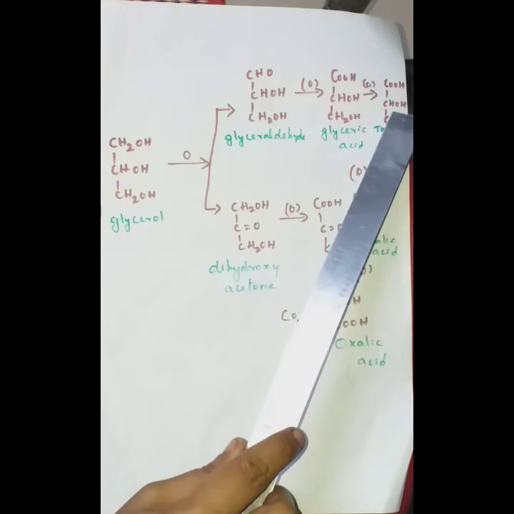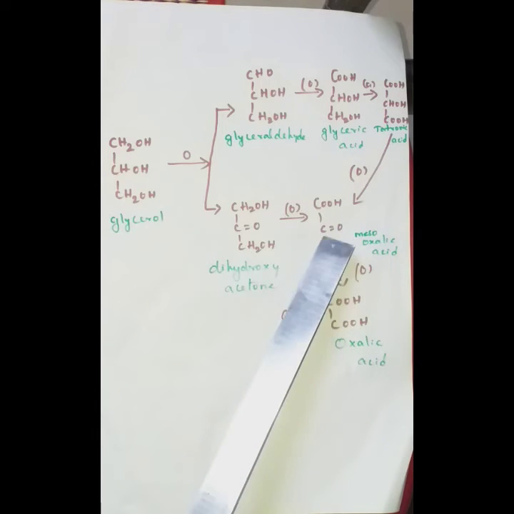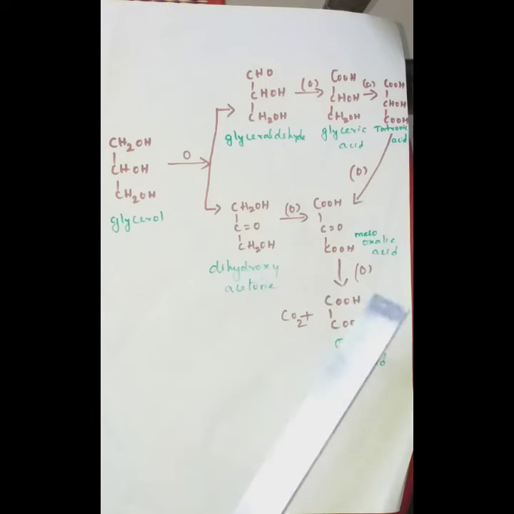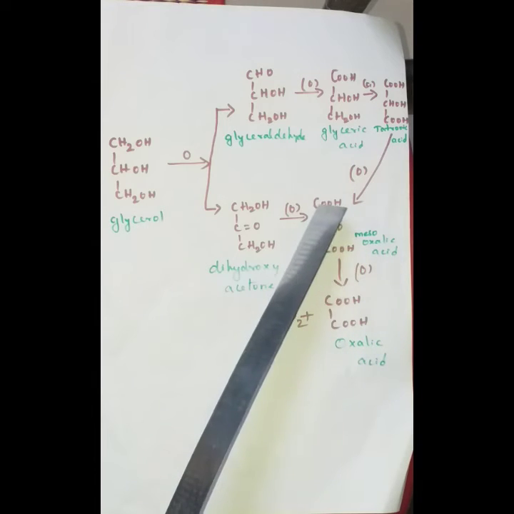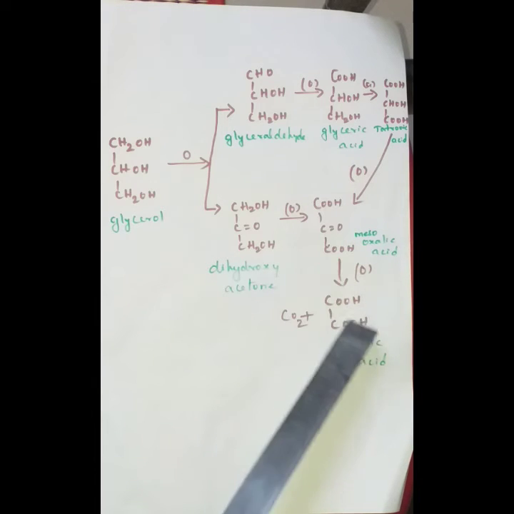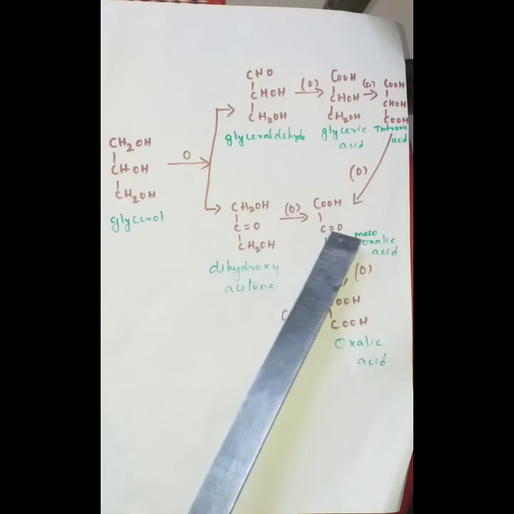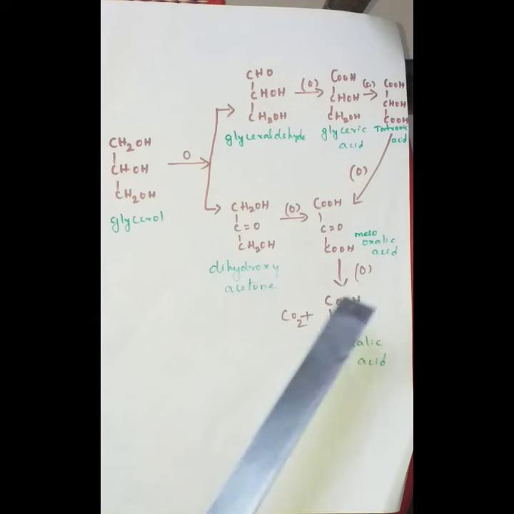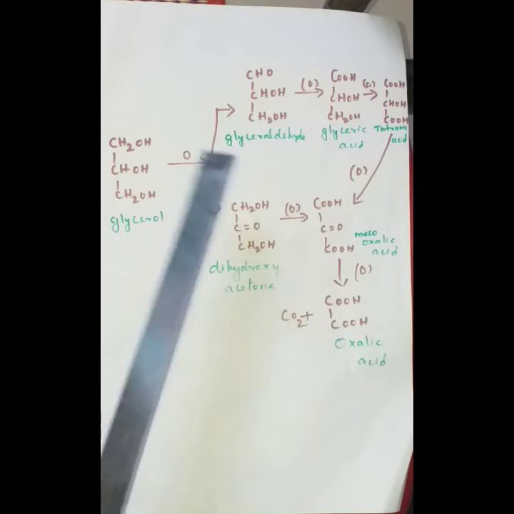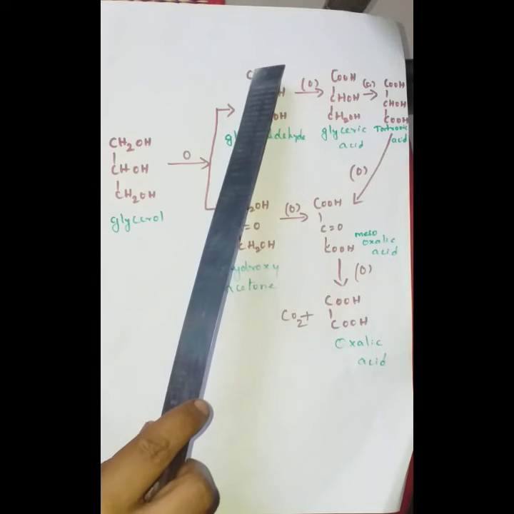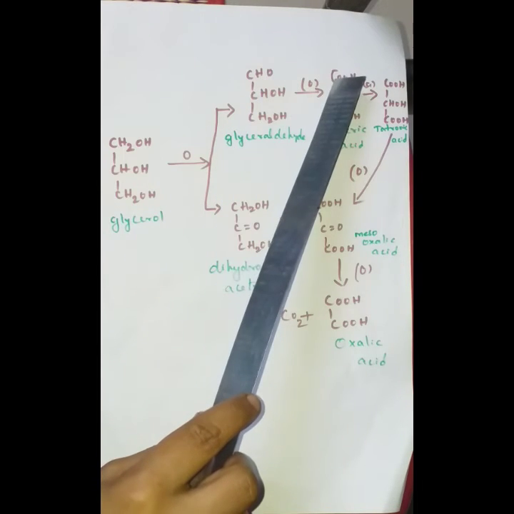This is a secondary alcohol, which changes into a keto group. We know the keto group formula, C double bond O. Further oxidation gives oxalic acid, the COOH. The CO group takes away this O to form carbon dioxide. So we have to see that the first carbon changes into aldehyde, then acid.